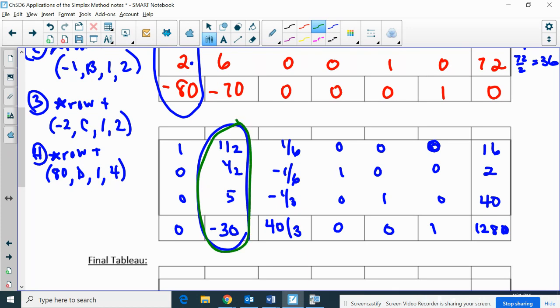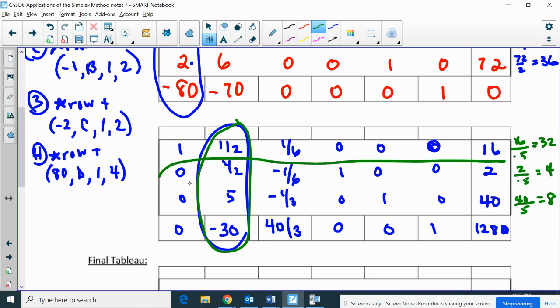And my pivot row, if I do 16 divided by a half, 0.5, that's going to give me 32. If I do 2 divided by 0.5, that's going to give me a 4. If I do 40 divided by 5, that's going to give me an 8. So now my pivot row is going to be my smallest ratio of a 4. So I'm going to circle this as my pivot row. So this is now my pivot element.